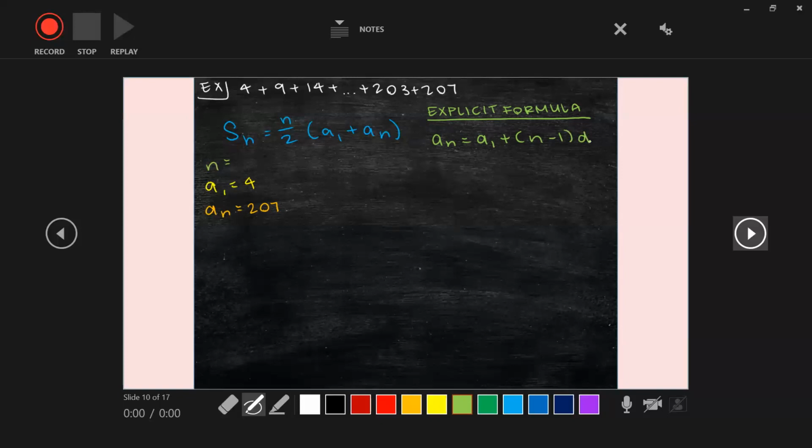Very good. So my a sub n was 207. My a sub 1 was 4. Do I know what my n is? No. So I'm going to put that there. And what is my D? 5? So we're going through here and we're adding 5 each time? Wouldn't that be 208 then? No. Because 203 plus 5 would be 208.